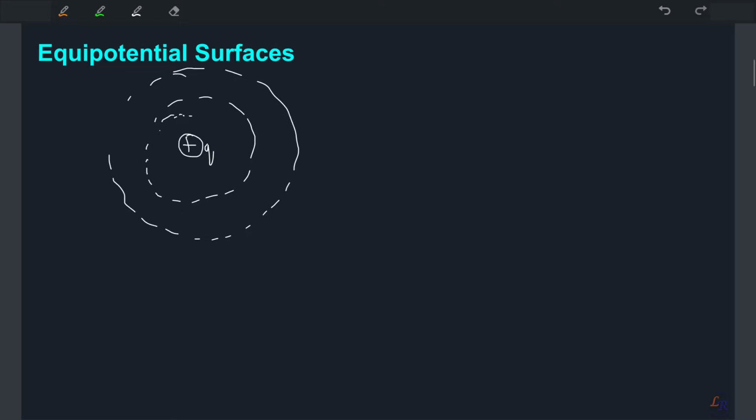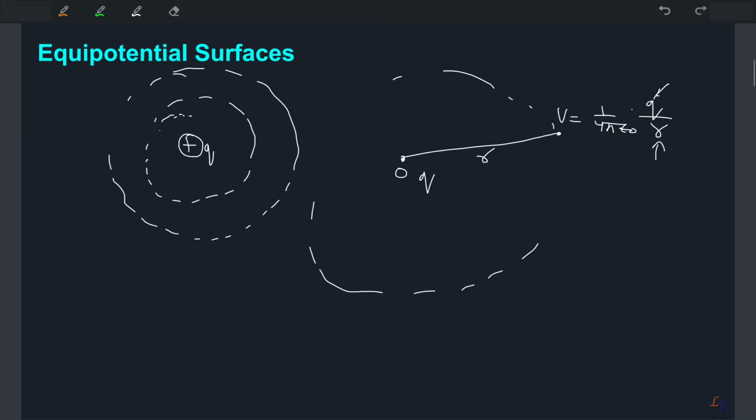Here we can understand in a simpler way. Let's say there is some origin O and you have some charge at a distance R from this origin. Here the potential can be given as 1 upon 4 pi epsilon 0 times Q by R. So you see that for a given charge, if R is fixed, the potential will be constant. So all those concentric points for which you have the same R would have the same potential. It means they will be equipotential surfaces.